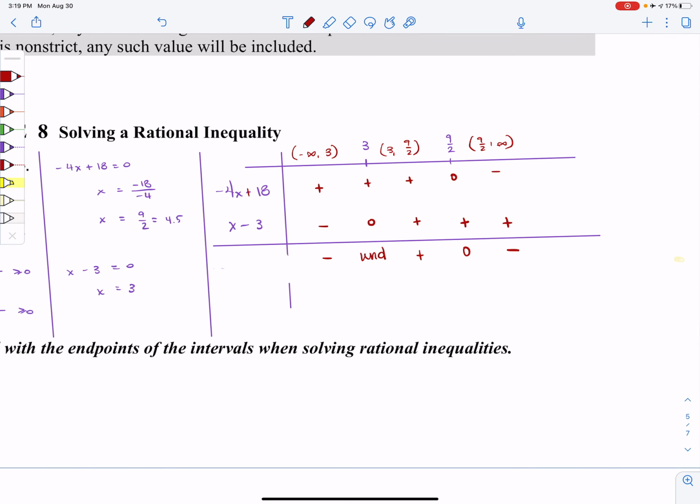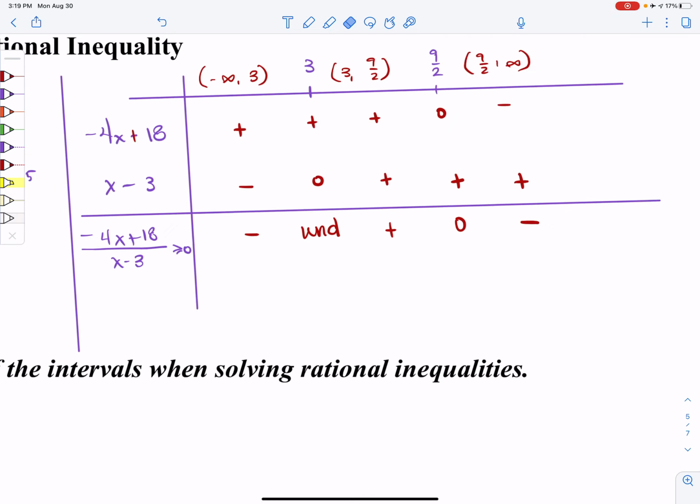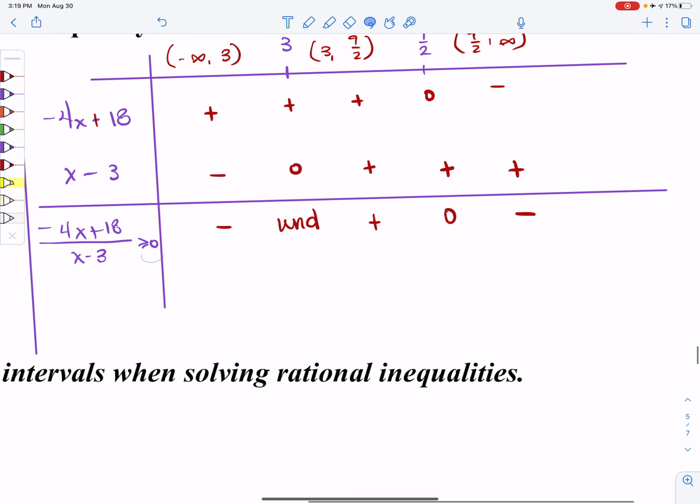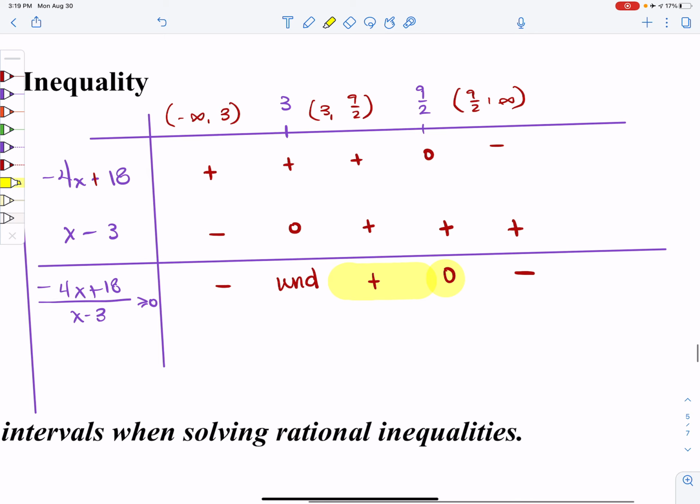Now, what I didn't write here, let me go ahead and uncover that, is my fraction is greater than or equal to 0. Greater than or equal to 0, we want anything that's positive or equal to 0. So we want anything in here, and we want this guy because it's equal to 0. So the corresponding parts of our equation then, or our number line, are going to be all of those values.